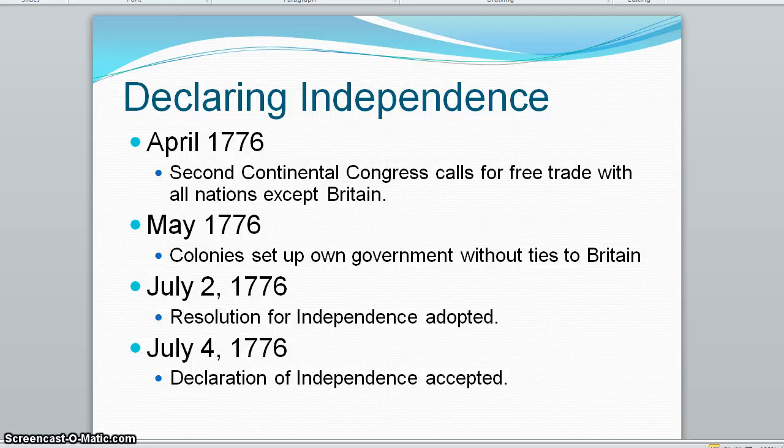In April 1776, the Second Continental Congress voted for trade policies that implied independence. And by May, it directed colonies to establish their independence by forming their own state governments. By June, Thomas Jefferson began writing drafts of the Resolution of Independence. That was adopted July 2nd. Finally, on July 4th, the Declaration of Independence was accepted.